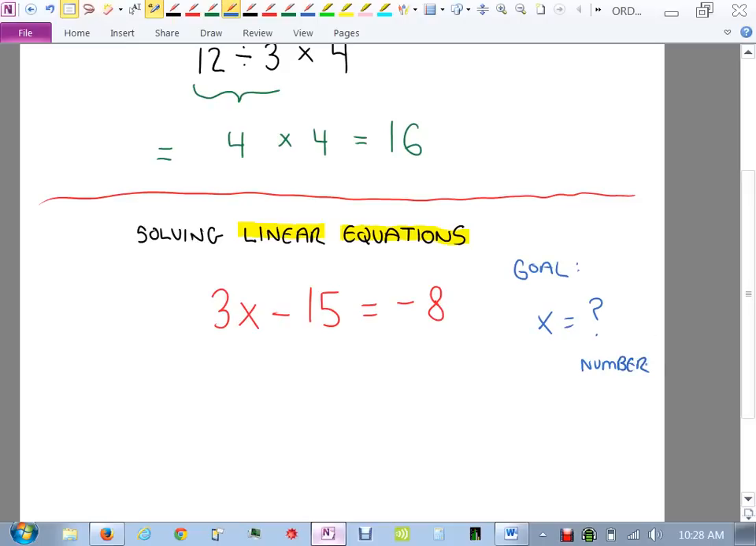So how do you go about getting x by itself in this problem? Pardon me? Add 15 on both sides? Why not divide by 3? Not yet? Why not yet? It has to be alone first.